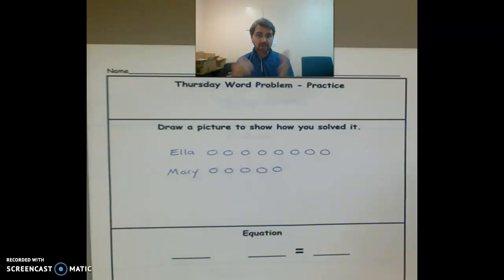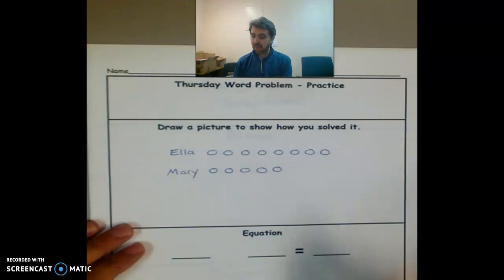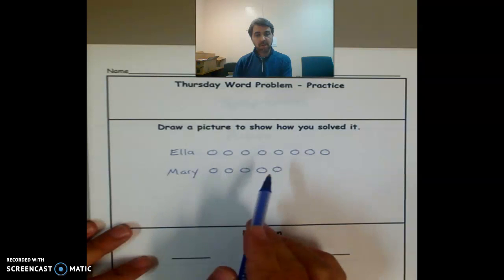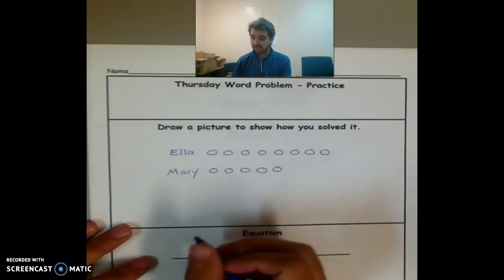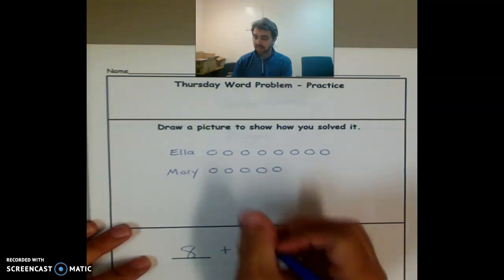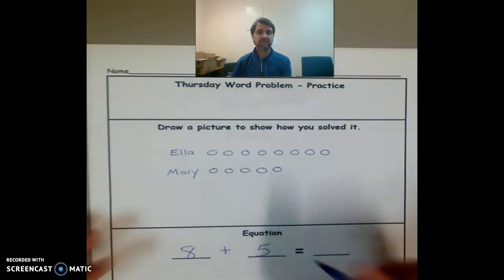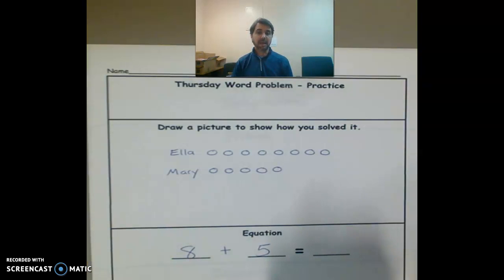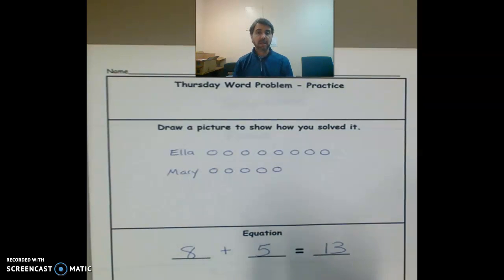All right, welcome back once again. I would love to hear what your word problems are. If your word problem involves addition, which is what we've been doing a lot of, it would be something like 8 plus 5 equals what? What's 8 plus 5 the same as? Did you get 13? That's what I got. I got 13.